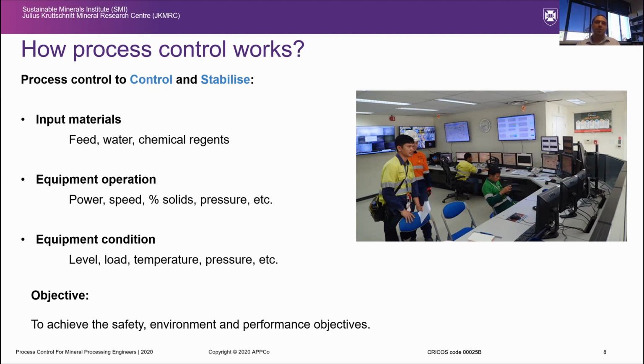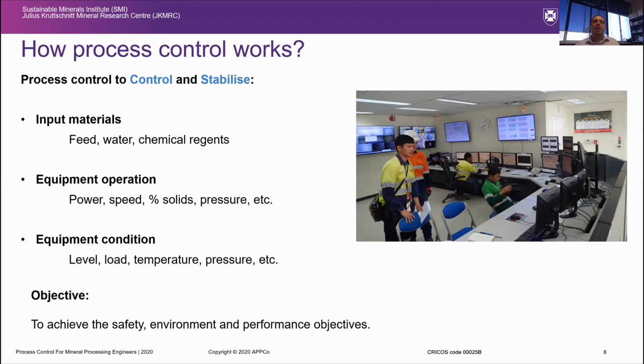Also, you're using the process control to stabilize the equipment operation, whether it's the power draw of the equipment, the speed of running different things, the percent solids, like pressure in different units. So those are basically related to the equipment itself. You will see that there are actually lots of stabilizing loops that have been used in that aspect.